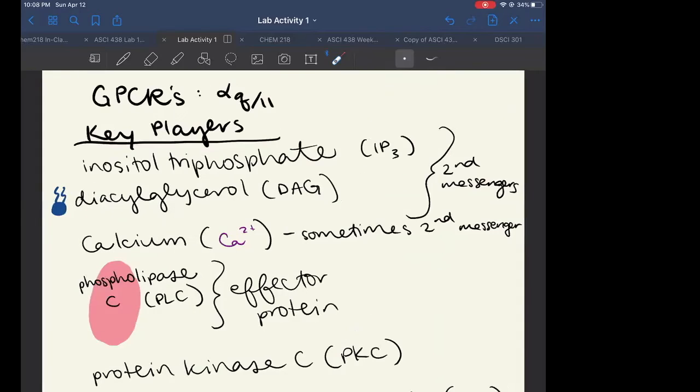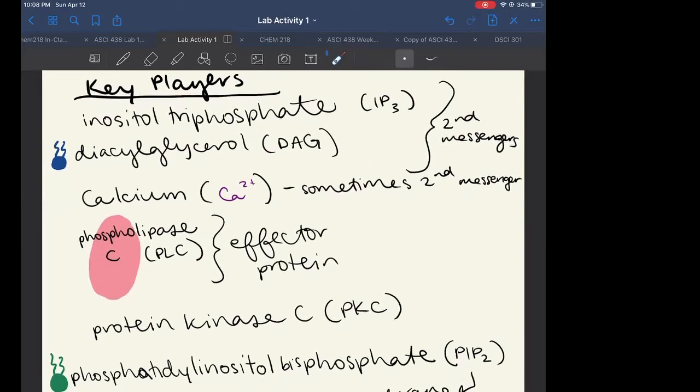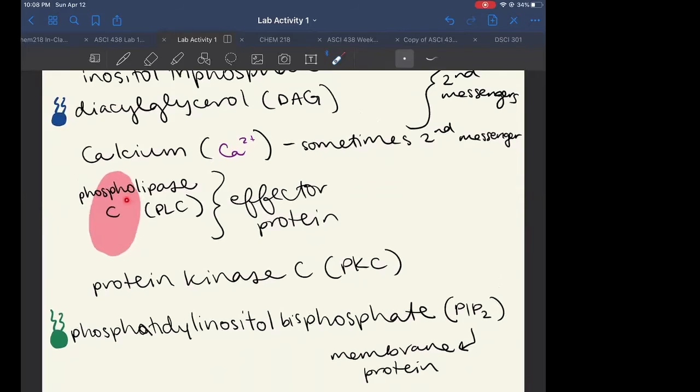Now let's take a look at alpha sub Q over 11. The key players in this include IP3, I'm not even going to try to say the full name, and diacylglycerol, which is DAG for short. And these are second messengers. We also have calcium, or calcium 2+, which is sometimes referred to as a second messenger. We also have the effector protein, which is phospholipase C, abbreviated PLC.